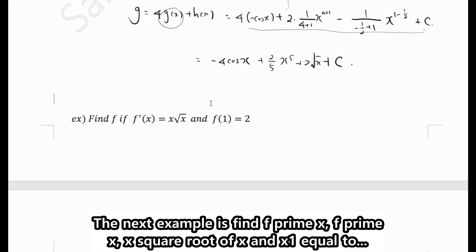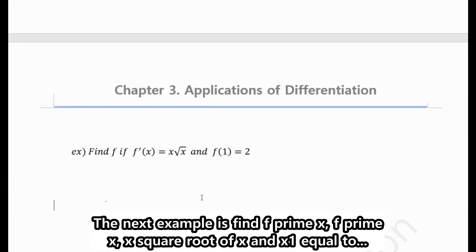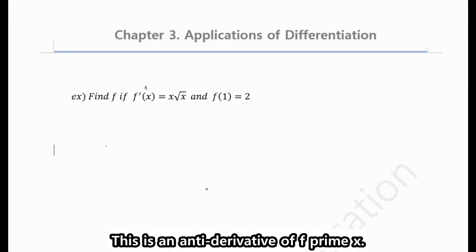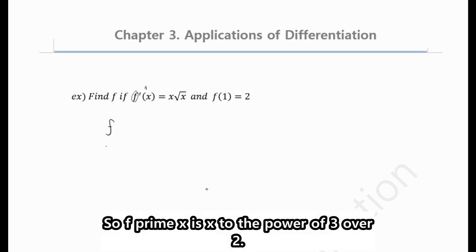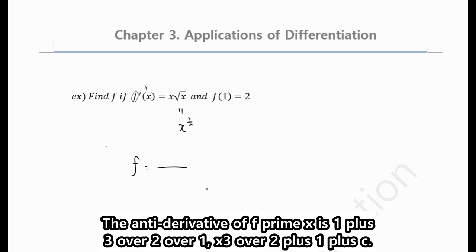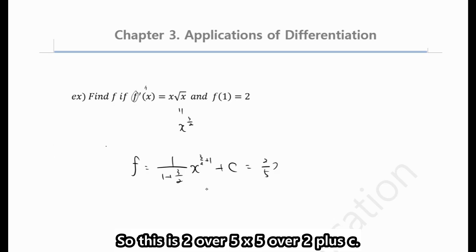The next example is find f if f prime x is x square root x and f(1) equals 2 over 5. This f is the antiderivative of f prime x. So f prime x is x to the power of 3 over 2. The antiderivative of f prime x is 1 over 3 over 2 plus 1, x to the 3 over 2 plus 1, plus c. So this is 2 over 5 x to the 5 over 2, right, plus c.